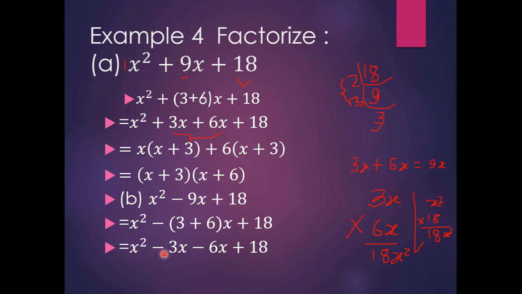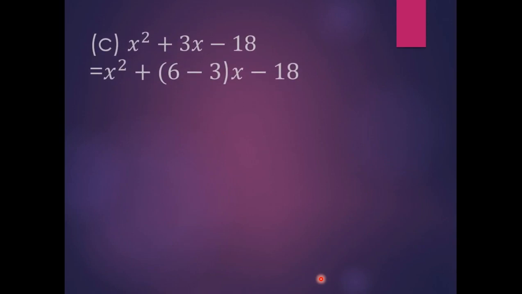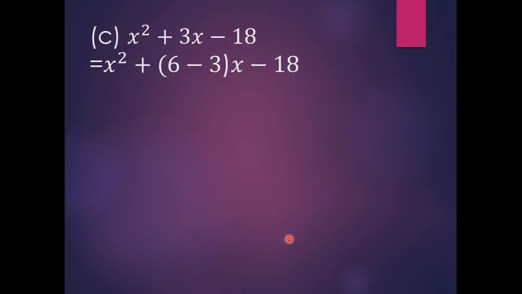Now from the first two, x is common like before, and from the last two, minus 6 is common, so here x minus 3, since minus times minus is plus. So x minus 3 times x minus 6. These are our required factors. Now the next expression: x square plus 3x minus 18.